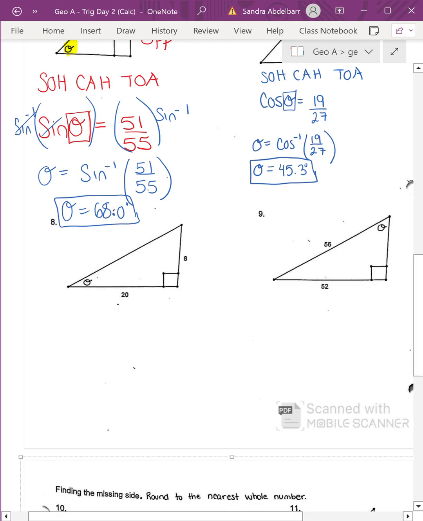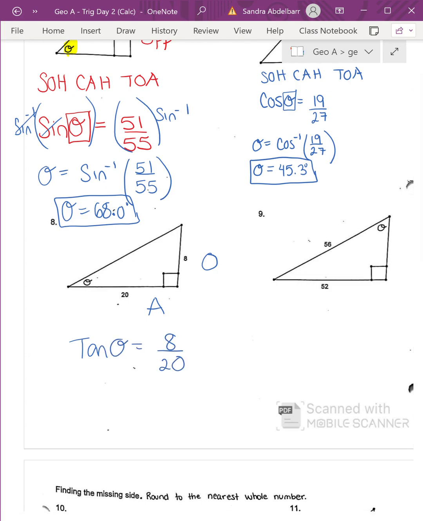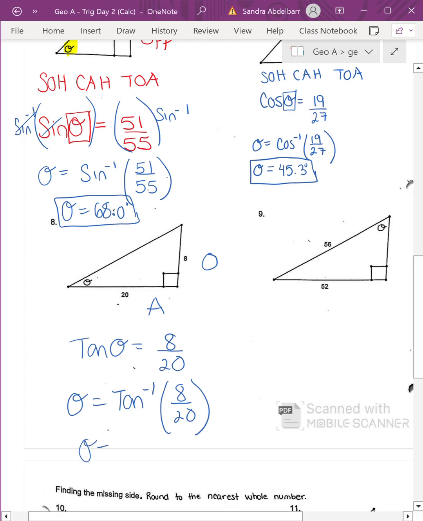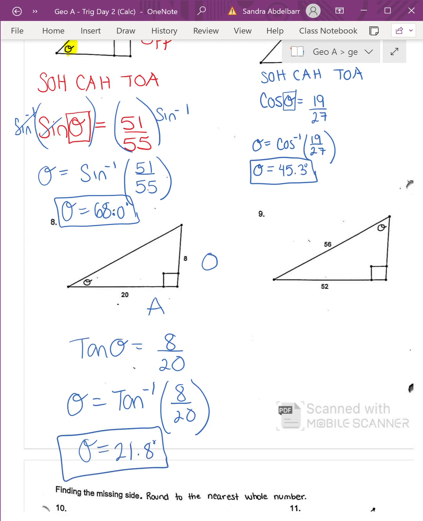All right, so for the first one, you have opposite and adjacent. So that should have been tan theta equals 8 over 20. So theta equals the inverse of tangent of 8 over 20. You should have pressed second tan, 8 divided by 20, and that should have been 21.8 degrees. How many people got that correct? Excellent.